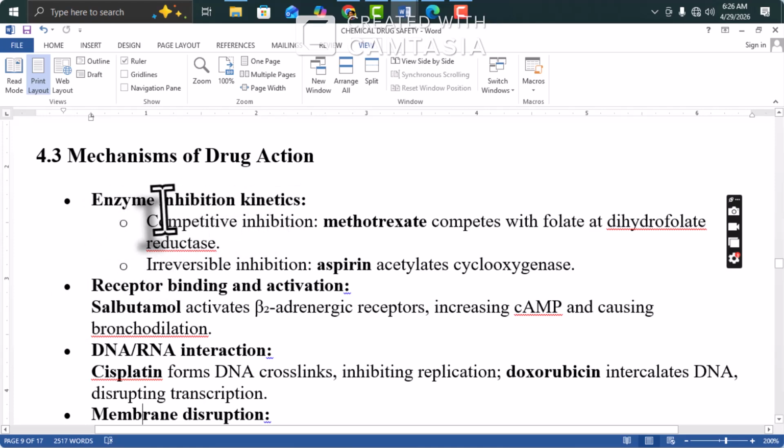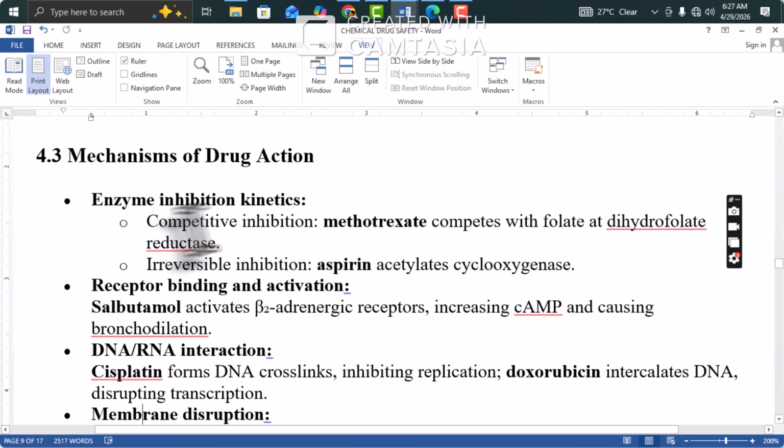Enzyme inhibition kinetics. And there are two types. You have competitive inhibition and irreversible inhibition. So competitive inhibition means that they compete with some enzymes in the body. That's how they act. And in some instances, they can completely change some enzymes in the body, like aspirin. Aspirin will acetylate your cyclooxygenase. So those are two ways they can go about it.